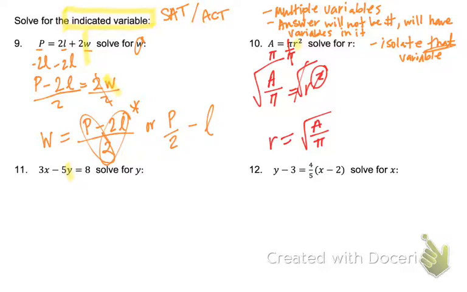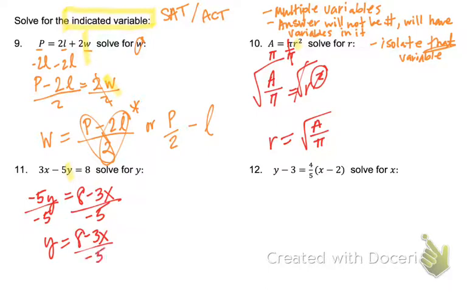So you've got negative 5y equals 8 minus 3x, or you could say negative 3x plus 8, either way, divided by negative 5. You could leave it like this, 8 minus 3x over negative 5. You could also break it up.